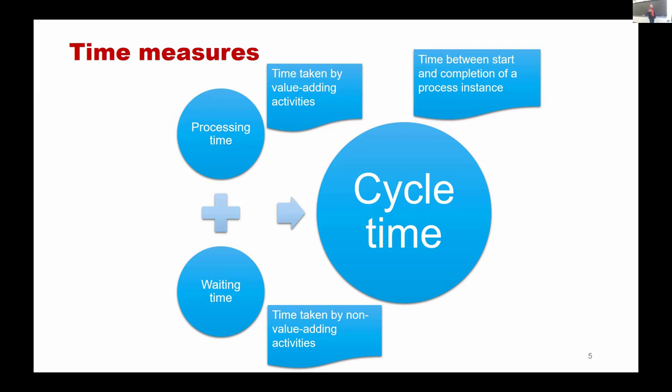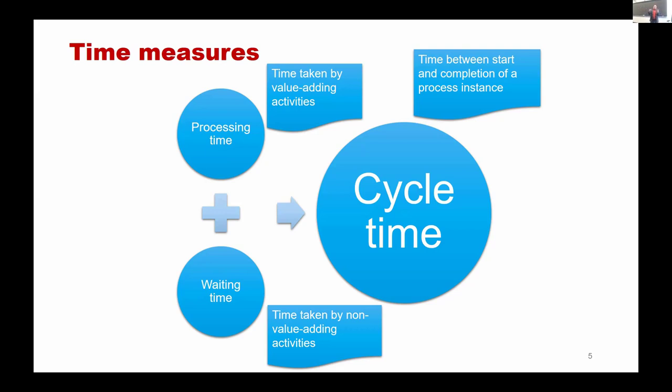So instead of talking about the cycle time of the entire order to cash process, I might actually be interested only in the cycle time of the order to delivery sub-process of this longer process. And separately, I can keep track of the time between the moment I send an invoice and the moment I get paid. That's not very interesting for my customer, but it's definitely interesting to me because that determines how fast I receive the payment for the products that I have delivered.